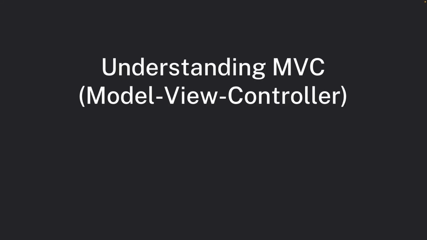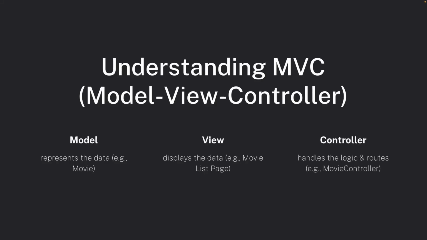First, the model represents our data. In our case, a movie, its title, director, and release year, and it's often what we store in the database. Second, the view handles presentation. It is what the user sees on the screen, like a movie list page or favorites page. Finally, the controller is the bridge between the two. It handles user requests, decides what data to fetch, and picks which view to show. This separation of concerns makes our code cleaner, easier to maintain, and more scalable.